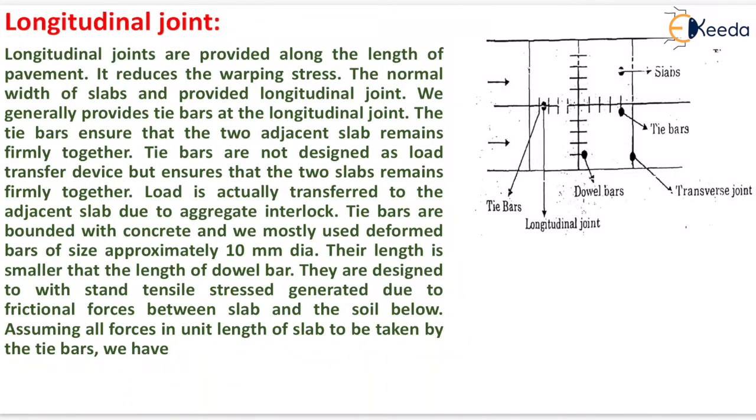Now, the next joint is the longitudinal joint. Longitudinal joints are provided along the length of pavement. They reduce the warping stress in the normal width of slab. We generally provide tie bars at the longitudinal joint. The tie bar ensures that the two adjacent slabs remain firmly together. Tie bars are not designed as load transfer devices. Load is actually transferred to the adjacent slab due to aggregate interlock.